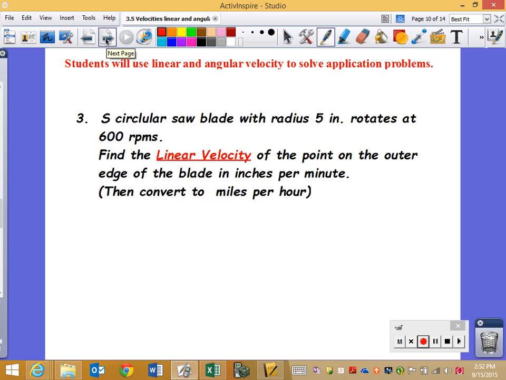A circular saw blade with radius 5 inches rotates at 600 rotations per minute. So we need to first find the linear velocity of the point on the outer edge of the blade in inches per minute. So we're going to need to make sure we have those units. Okay, I have a radius of 5 inches. So r is 5 inches. I also know my omega is 600 rotations per minute.